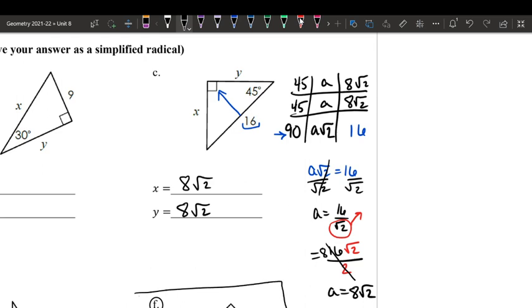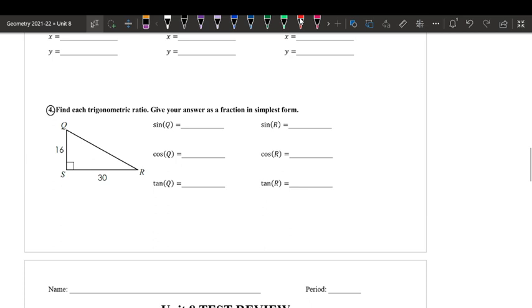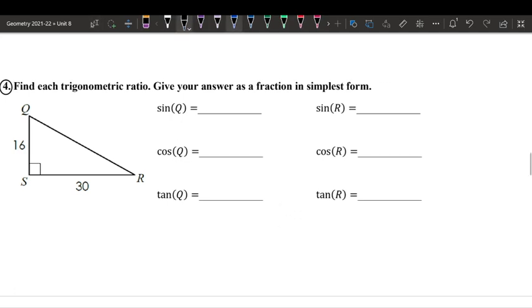Are there any other specific problems anyone would like to see worked? Number 4? Yeah, like the one right under it. This one? Yeah. Find each trigonometric ratio. Give your answer as a fraction in simplest form. Okay, so we will need SOHCAHTOA for this, so I'm going to go ahead and write over to the side.